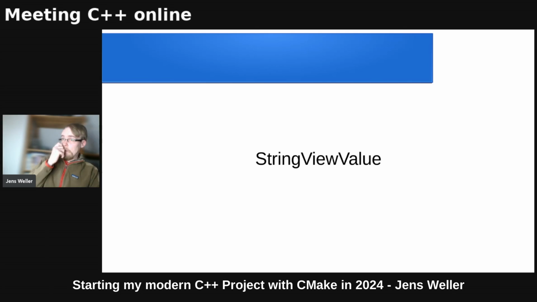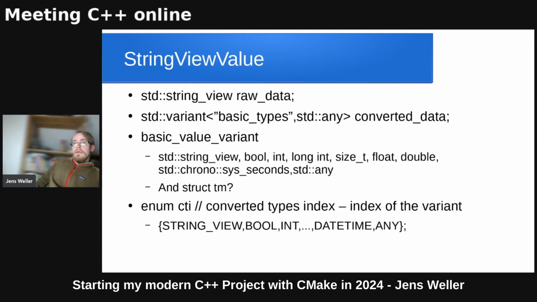Which is string view value. String view value has a string view into the raw data, and then has a variant of basic types and std any. Any is for the case that a user supplies their own conversion for a field. And as any can be anything, this needs to be completely its own support. And this basic value variant, which is those basic types, at the moment is string view, bool, int, long int, size_t, float, double, chrono sys seconds, and std any.